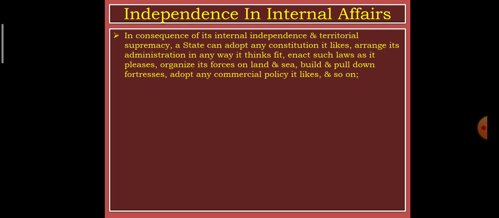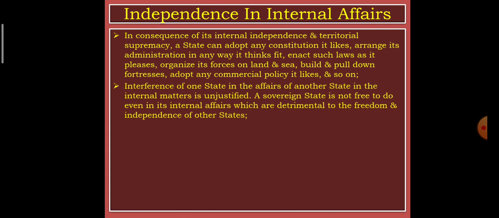In consequence of its internal independence, a territorial supremacy, a state can adopt any constitution it likes, arrange its administration in any way it thinks fit, enact such laws as it pleases, organize its forces on land and sea, build and pull down fortresses, adopt any commercial policy it likes, and so on. Interference of one state in the internal matters of another state is unjustified.